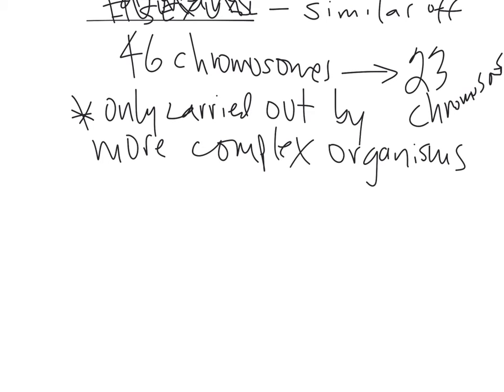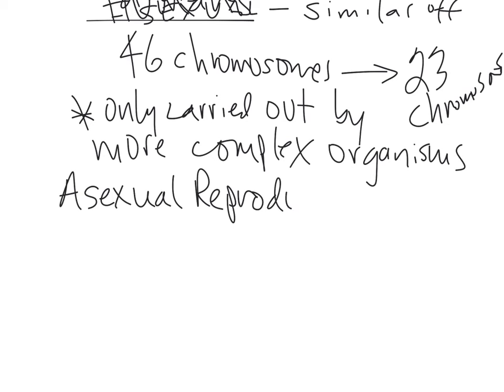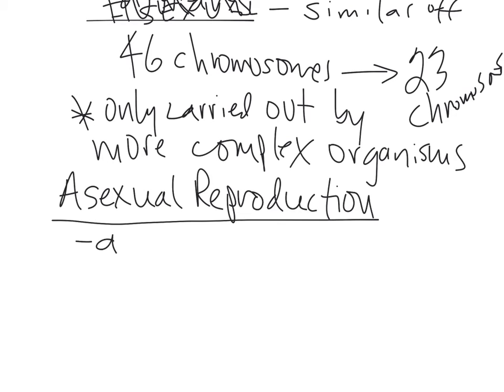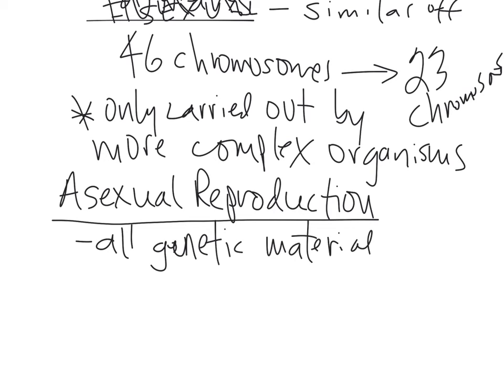Now, the last thing we're going to do today before we wrap this up is talk briefly about asexual reproduction. Asexual reproduction is different because all the genetic material comes from only one parent. So this results in offspring that are identical to the parent.